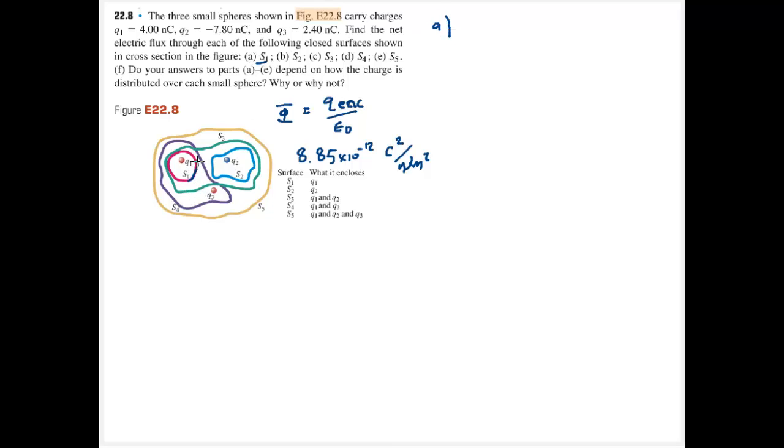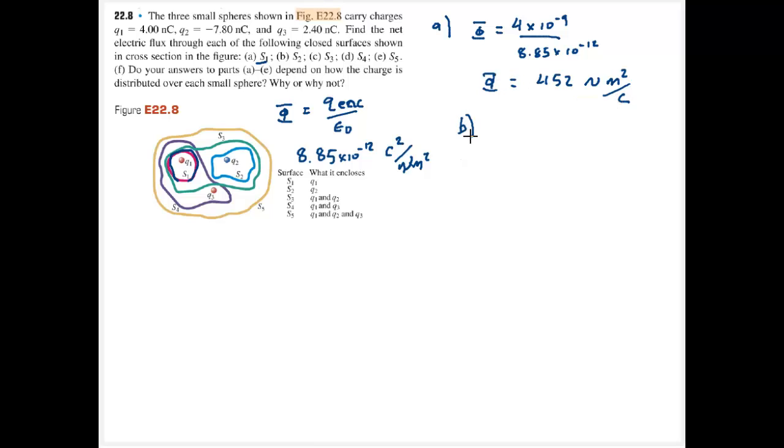Surface 1 is this guy right here. It has Q1 enclosed, so Q enclosed is just Q1. So therefore the flux is just going to be Q1, which is going to be 4 times 10 to the negative 9th coulombs, divided by the permeability of free space, 8.85 times 10 to the negative 12th, and I'm going to get my flux to be equal to 452 newtons meters squared per coulomb.